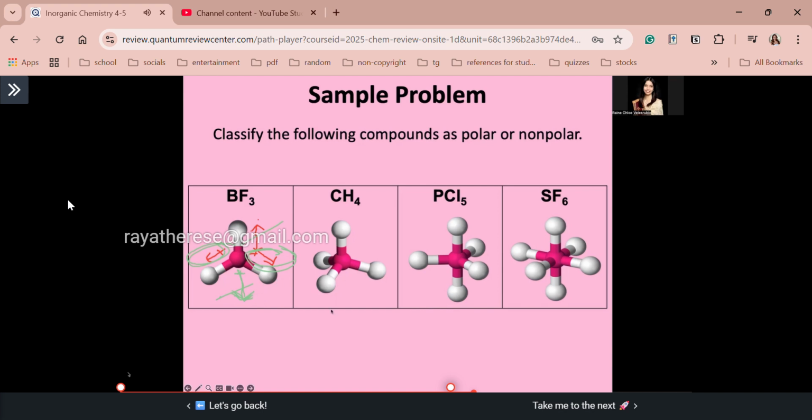Next, for CH4, guys, we already know that it is non-polar, right? Again, not just because of the symmetry, but because we have C-H bonds. But guys, tetrahedral molecules are also highly symmetric. That's why their dipoles cancel out.